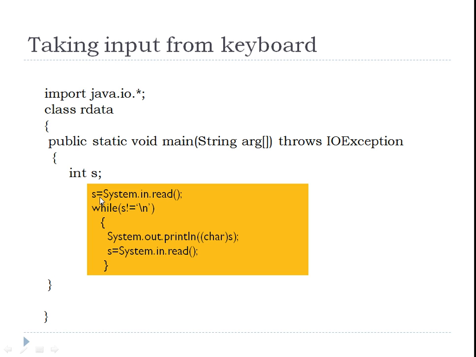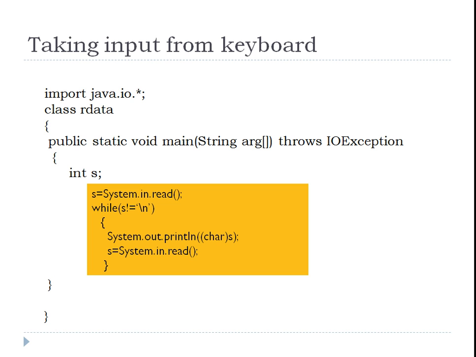If we call this read method one time, it will take only 1 byte. For example, say in this program we have s = System.in.read, only this single statement. So if you are giving input like this one, it will take only the first character, because this will read only a single byte. Now the problem with this program is that it is taking 1 byte at a time.